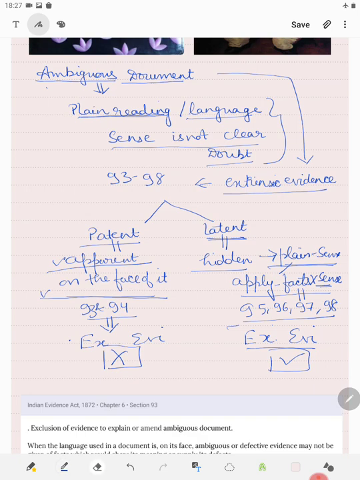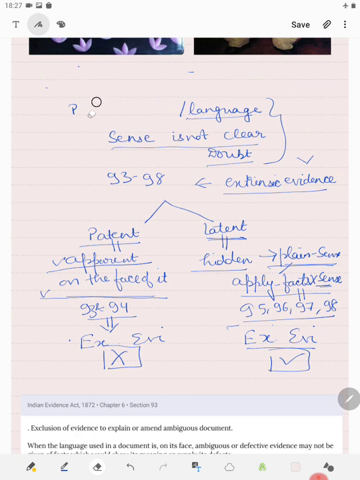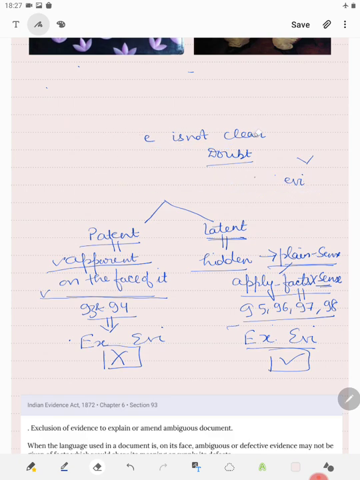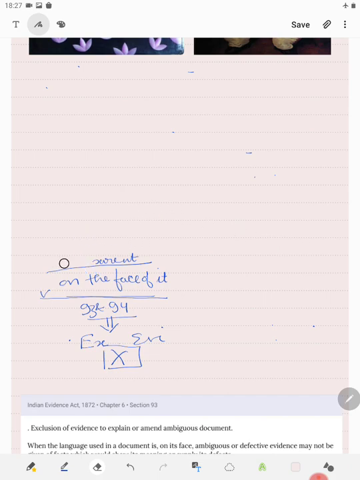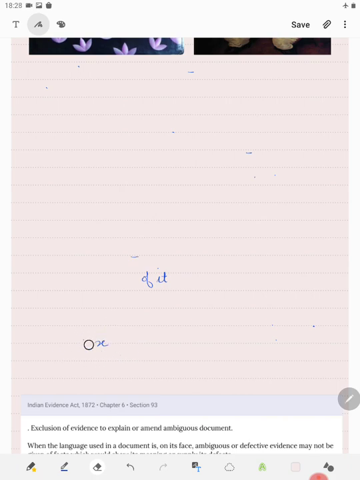Now, let us study the patent ambiguity, that is section 93 and 94. Having understood what is an ambiguous document, what are the two types of ambiguity, and what is patent ambiguity, that is an ambiguity which is apparent or on the face of it.